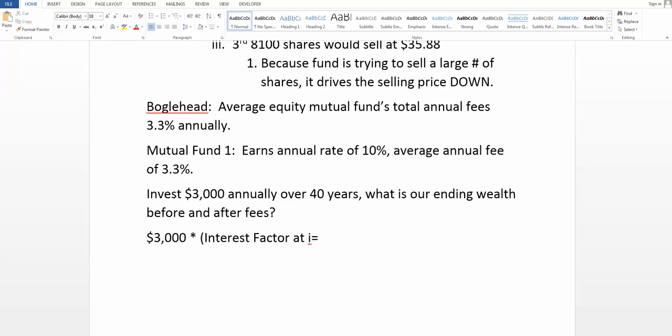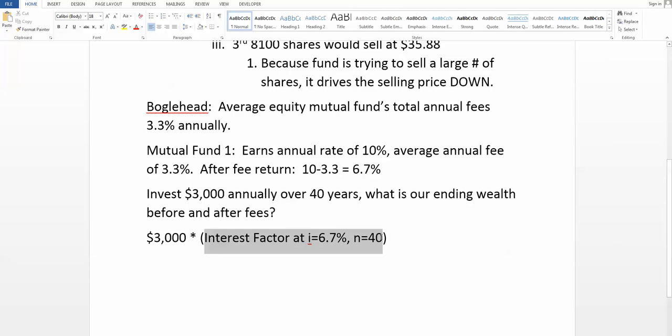Basically, my after-fee return would be 10 minus 3.3, which is 6.7%. So I would use 6.7% as my rate, and an N or time period of 40. And I'd look up the interest factor for the future value of an annuity, and that's either going to be the yellow or the blue sheet. I just can't remember which color is which at the moment.